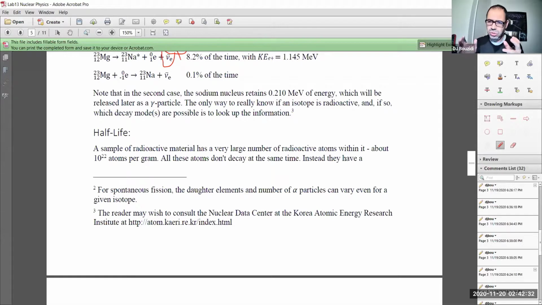For an element to go from one side to the other depends on the element. Sometimes it takes this much time for half of the quantity. So if you start with 1 kilogram, for example, how long does it take for 500 grams to transfer and become the new element? So that's basically what the half-life is: the time it takes for half the original quantity to decay.